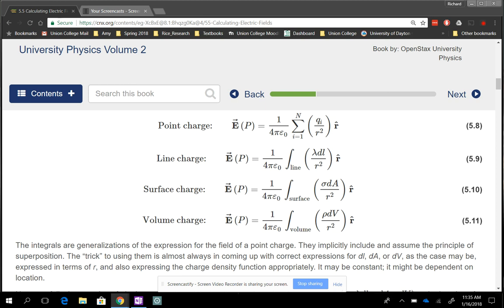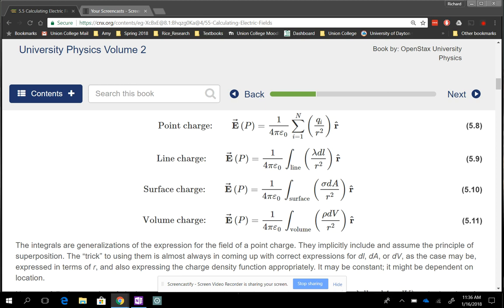Yeah, that's just that constant k. We write the constant k because it's shorter to write than 1 over 4 pi epsilon 0. But k is defined as 1 over 4 pi epsilon 0. Then you have the integral over the line of lambda dl over r squared, r hat. It is a vector. That's why there's the r hat.